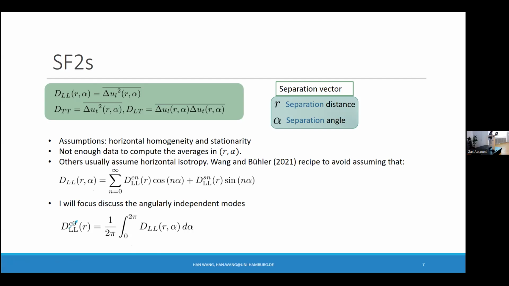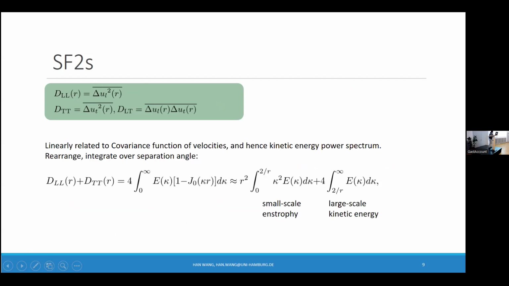Also, I will be slightly simplifying my notation. I will drop the superscript C naught here, which means this is the angularly averaged mode. So from now on, when I write a second-order structure function as a function of separation distance only, I mean that I'm looking at the angularly averaged mode. And yeah, this will be my notation from now on.